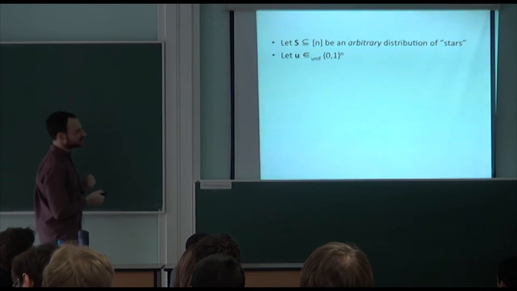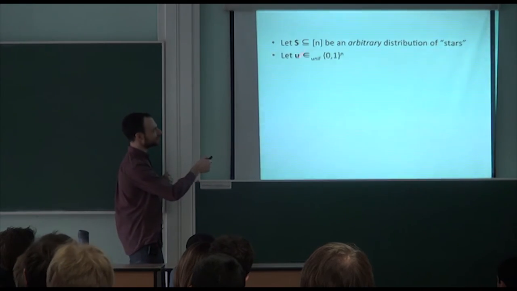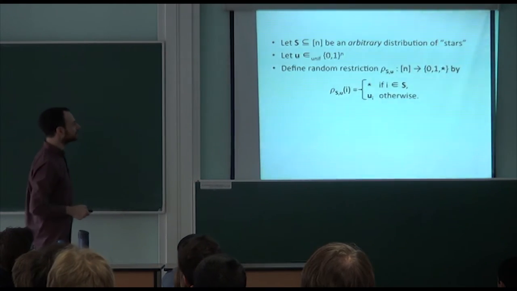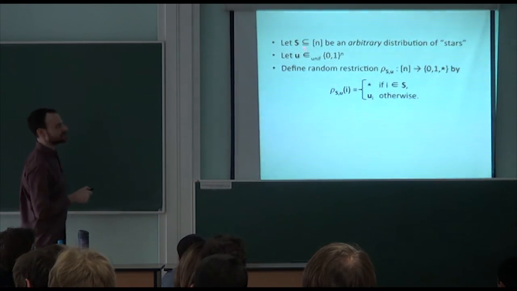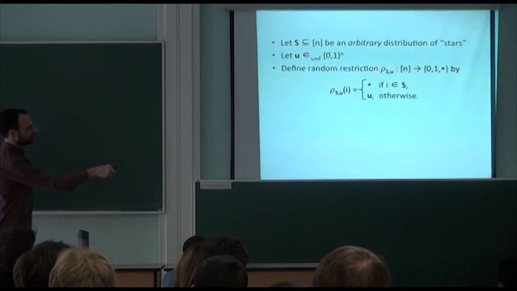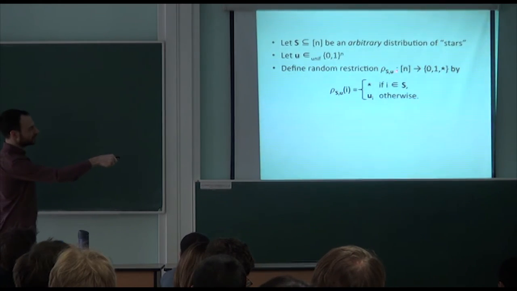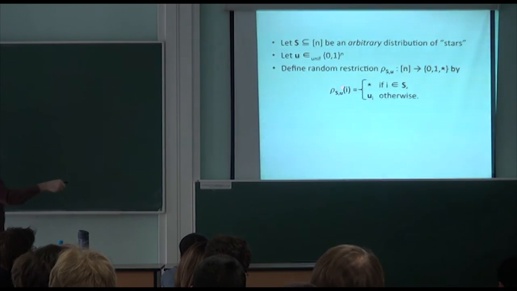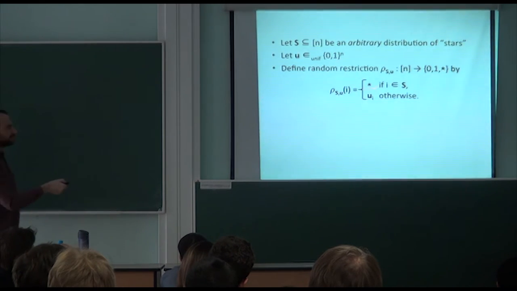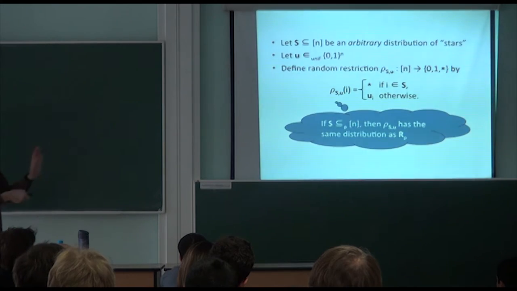Now, and actually throughout the rest of the talk, boldface U will be a uniform random element in the hypercube. Given S and U, which are independent, we can define a random restriction. It's completely determined by any particular S and U. This is denoted rho sub SU: for each variable i, if i is in S, it's a star, and otherwise we set it according to U sub i. So for every distribution of stars, we get a random restriction in this way.